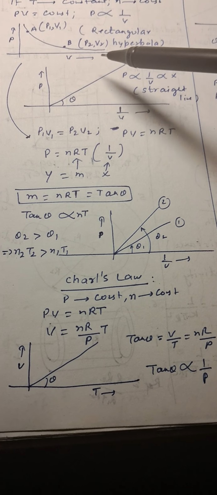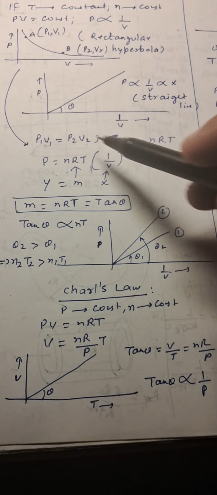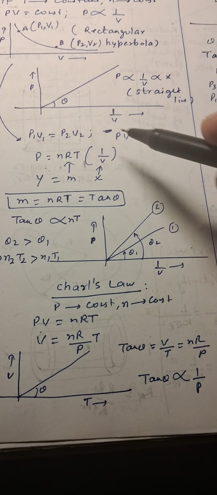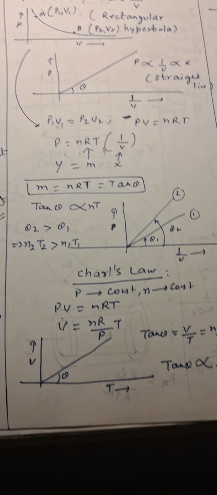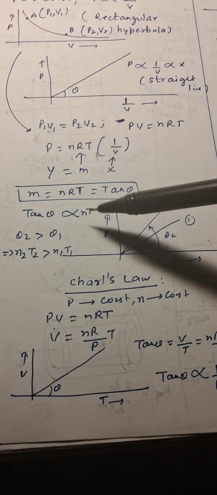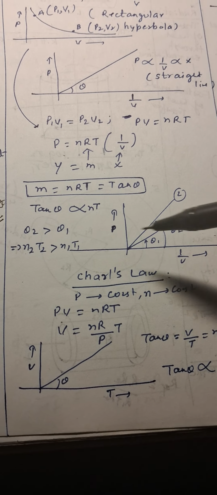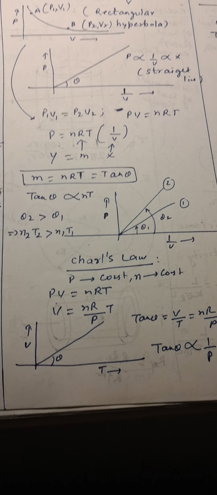If we have 2 points A and B, then P1 V1 will be equal to P2 V2. In the graph we have this tan theta. If we draw the graph between P and 1 by V, then tan theta here will be proportional to nT. If theta 2 is greater than theta 1, then n2 T2 is greater than n1 T1. This we can analyze from this.